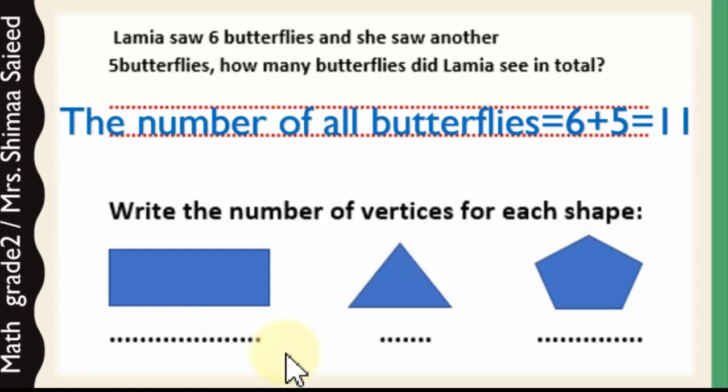Now write the number of vertices for each shape. Count with me. 1, 2, 3, 4. The second shape, 1, 2, 3. The third shape, 1, 2, 3, 4, 5.